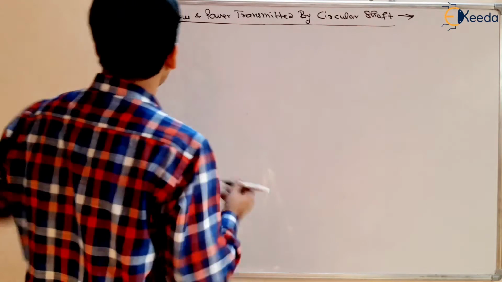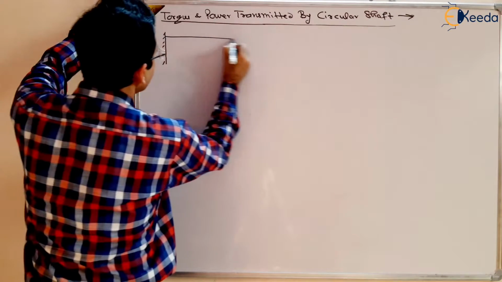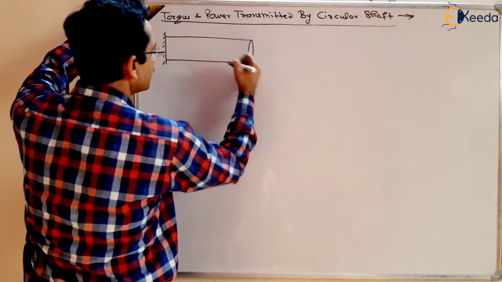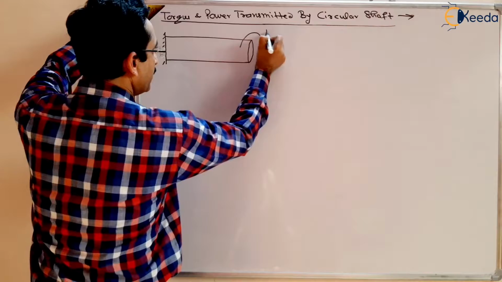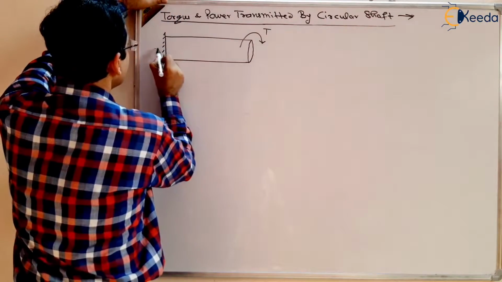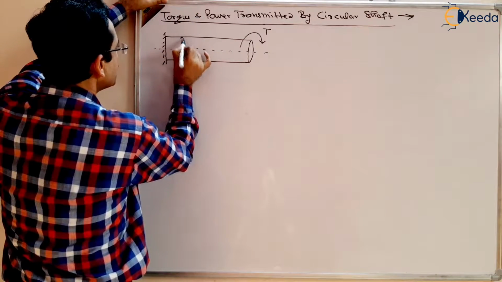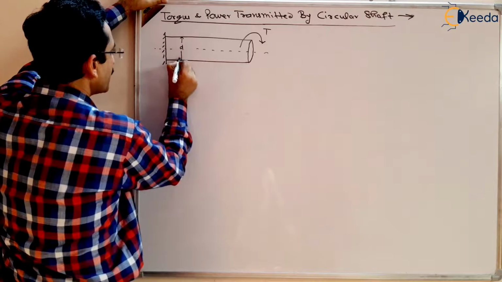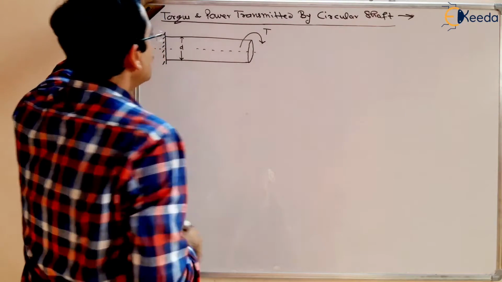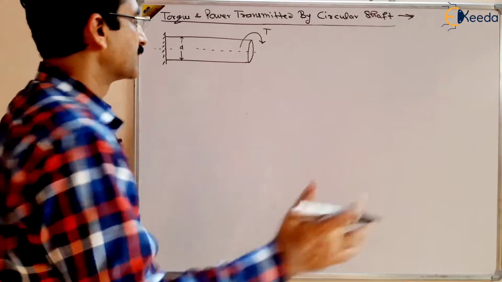Suppose we have a shaft with diameter D, circular in nature, a solid shaft. A torque is applied, and we want to find this torque in terms of shear stress, and vice versa, because that ready-made formula can be used wherever required in numericals.